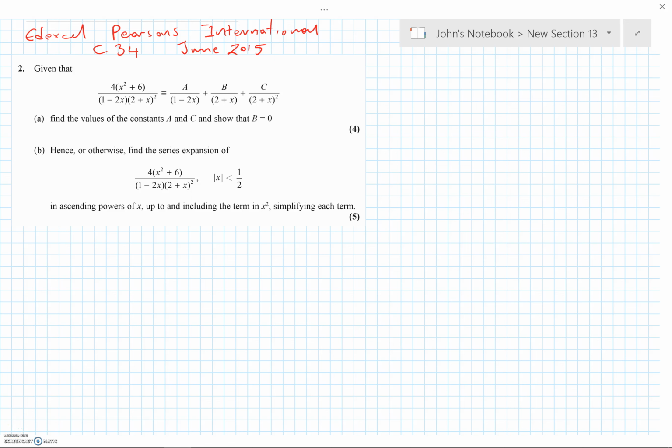It doesn't get much more standard than this when it comes to C3 and C4 questions, so let's just get on with it.